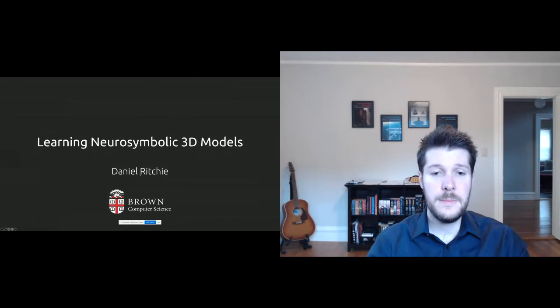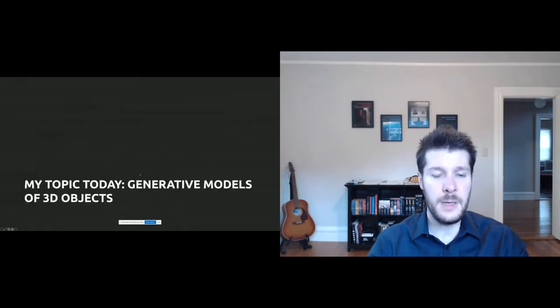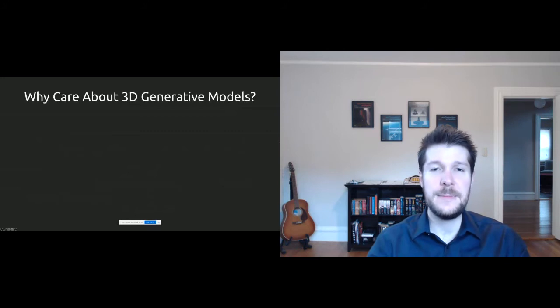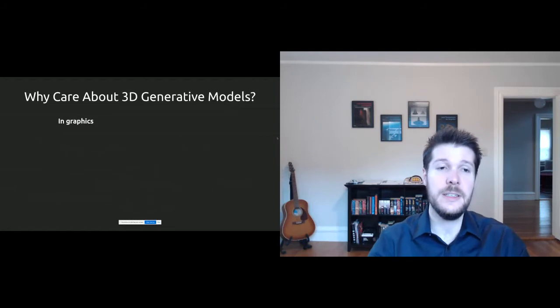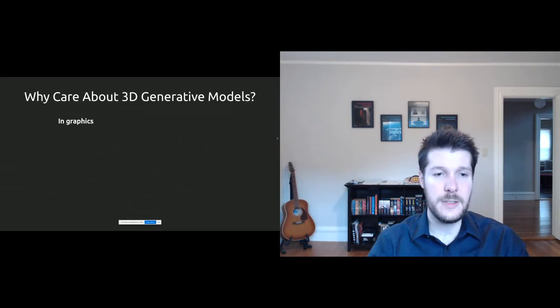So the topic of my talk today is really all about generative models of 3D objects. That's what I'm interested in telling you about today. And why is this a thing we should care about? Well, I'm a computer graphics guy originally, and in graphics, there's a bunch of applications of capturing generative models of these things. So you can use them for design exploration. So here's a 3D generative model that allows us to continuously explore the space of possible car shapes.